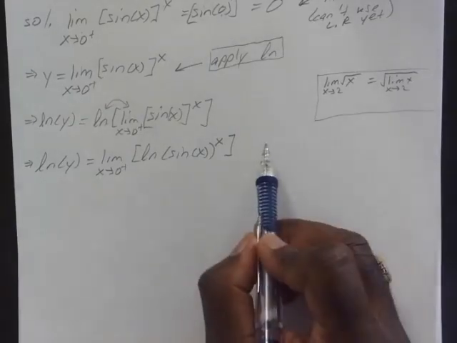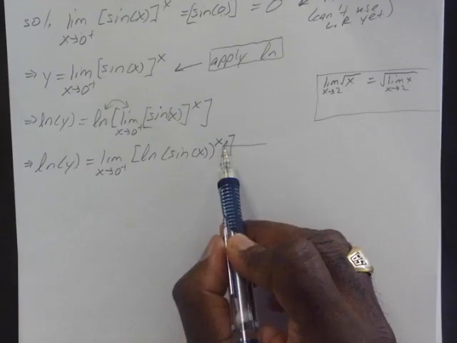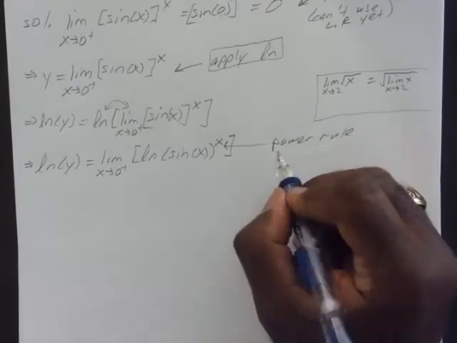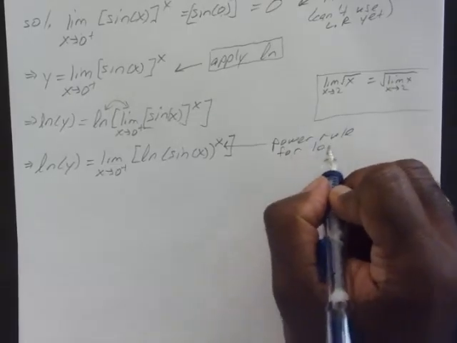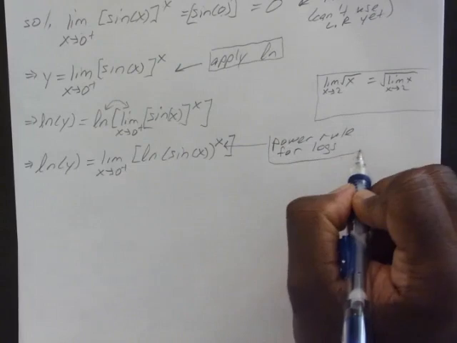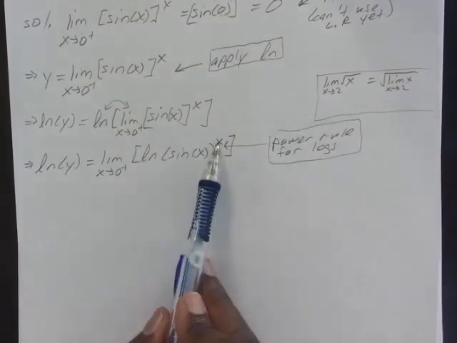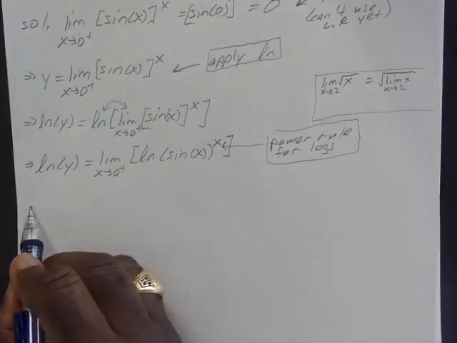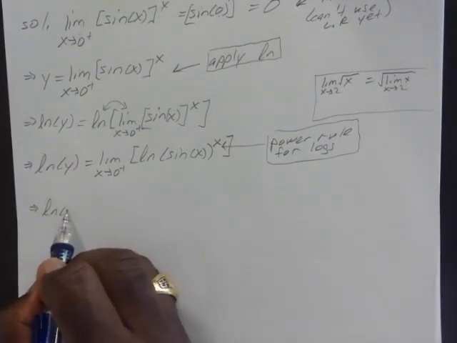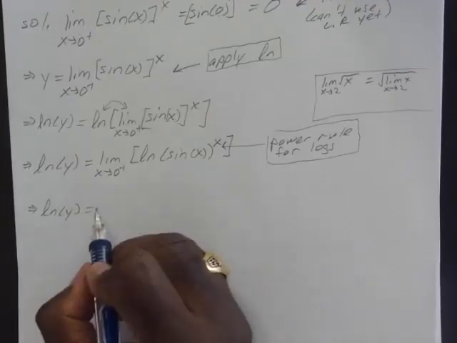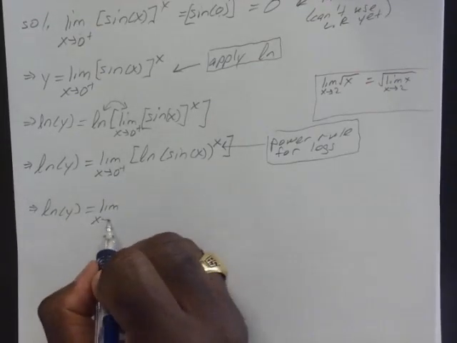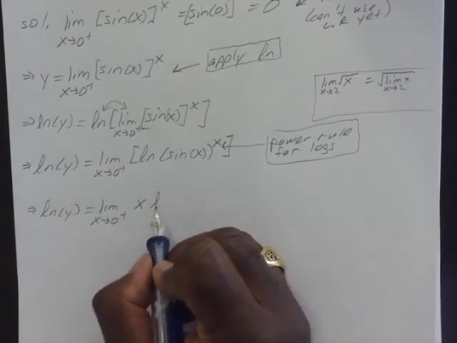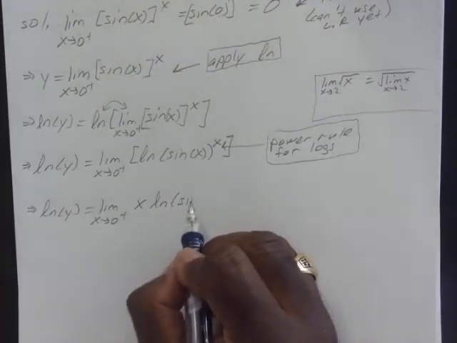Okay, so we know here, now we can apply the power rule for natural logs, or just logarithms in general. Which means we can get that exponent and bring it right down to the front. So that natural log of y is equal to the limit as x approaches 0 from the right of x times the natural log of sine x.